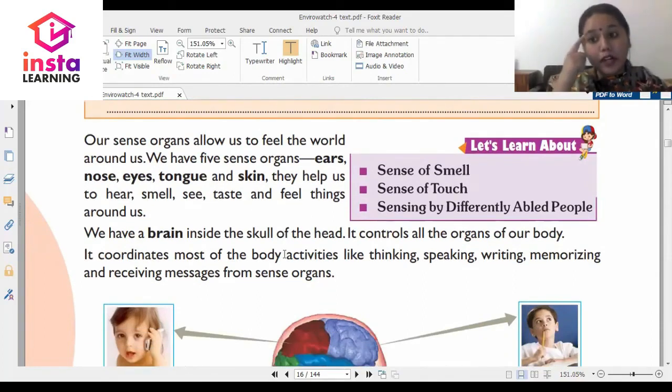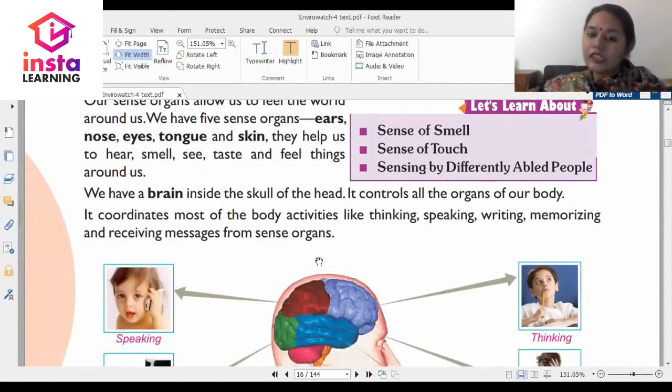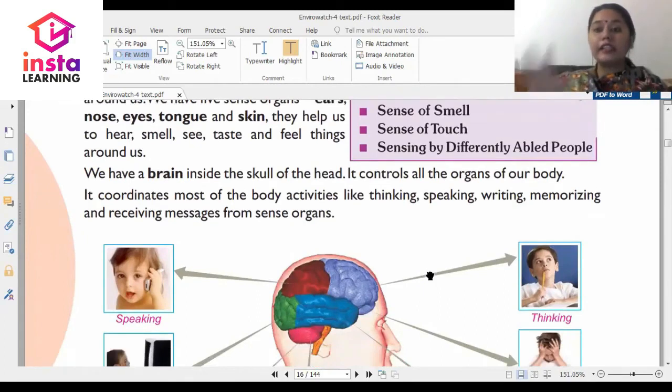We have a brain inside our skull of the head. So this is what your brain looks like. It is divided into several parts. When you go to higher classes, that is when you will study the different parts of the brain as well. So what is the main function of this brain?